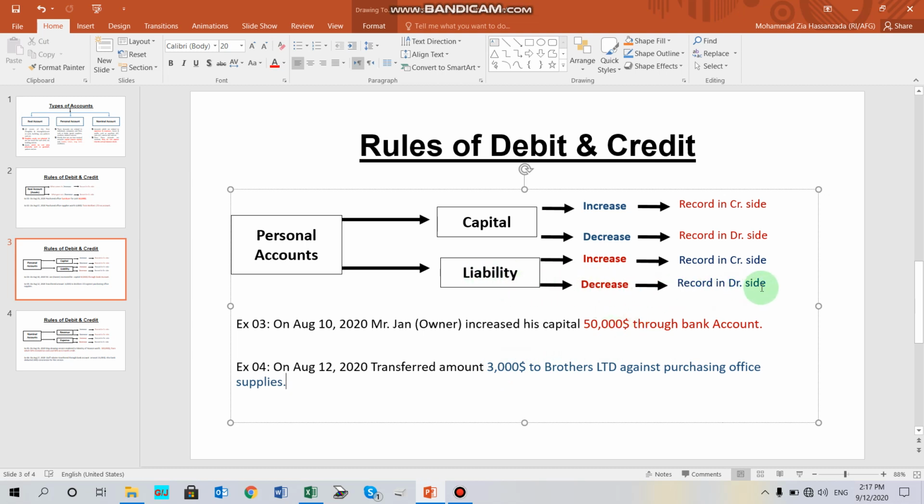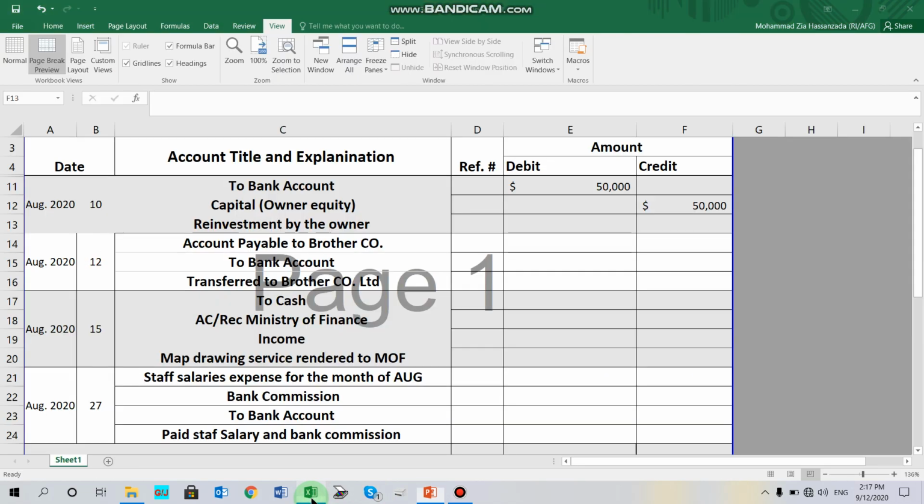Decrease in liability is recorded in debit side. So we have to record this 3,000 in the debit side of our liability. Account payable to Brothers Company, debit by 3,000 USD, and from the other side, since we transfer this amount through our bank account, which is one of our assets, is decreasing by 3,000, we will credit this asset by 3,000.